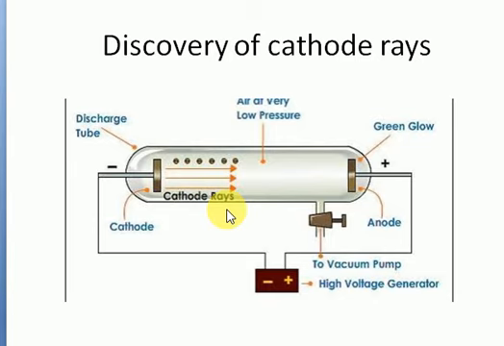But he could not explain the properties and constituents of the cathode rays, that is, what charges are present in the cathode rays. These were discovered by J.J. Thomson. He studied the characteristics and constituents of the cathode rays by this experiment only. By which experiment? The discharge tube, the cathode rays tube.